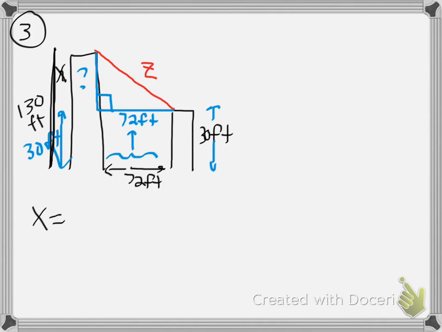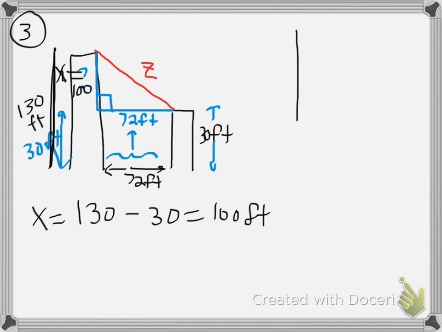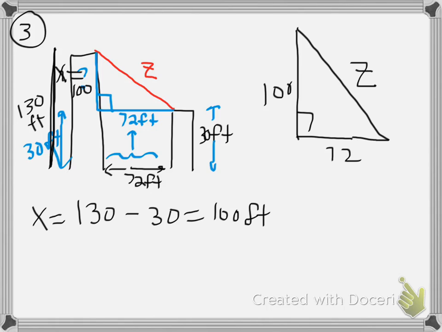How big is x? X equals the whole distance, 130, minus the 30 feet off the ground. And I didn't draw it very accurately, but it's close enough, and that gives me 100 feet. So this question mark is 100 feet. So if I just draw a cleaner triangle, it's probably more like this. So this is going to be 72, this is 100, and they want z. Okay, so I know z squared equals 72 squared plus 100 squared.